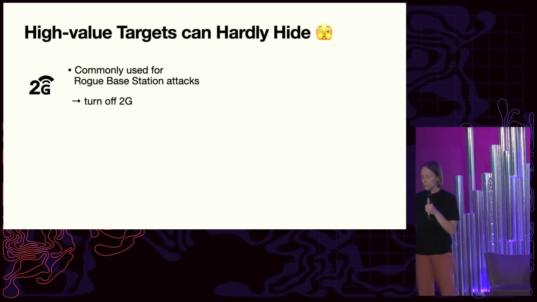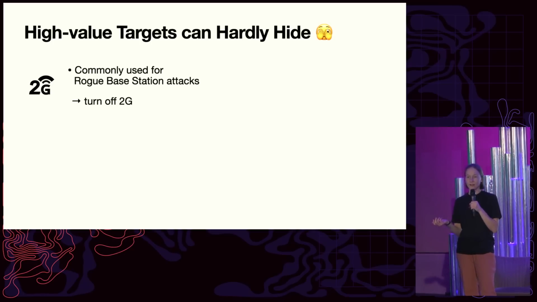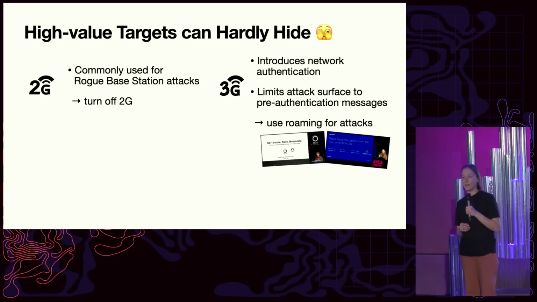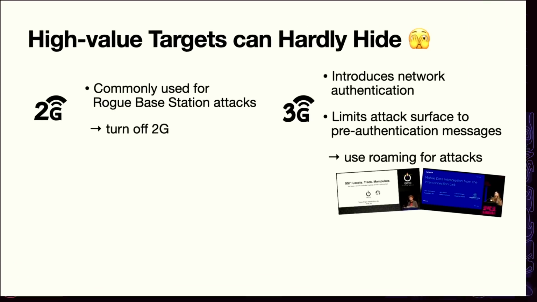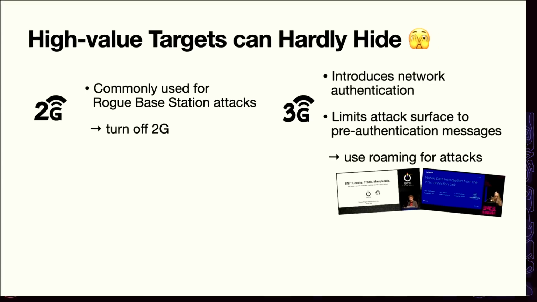Because we saw in the past that 2G was commonly used for rogue base station attacks. Nowadays, you can just turn off 2G in current versions of Android and iOS. So like this attack surface is minimized. But then 3G came into place, and 3G introduced network authentication. With network authentication, the network has to authenticate to the phone, not only the phone to the network. Like this, we have a mutually authenticated connection, and this really limits the actual attack surface to the messages which are sent before the authentication.